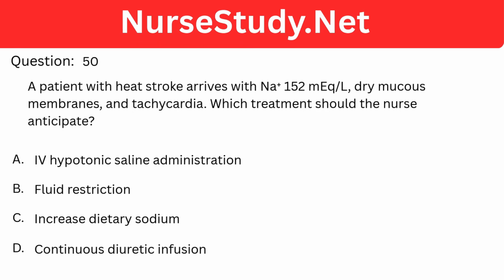Question 50. A patient with heat stroke arrives with sodium 152 milliequivalents per liter, dry mucous membranes, and tachycardia. Which treatment should the nurse anticipate? A. IV hypotonic saline administration. B. Fluid restriction. C. Increased dietary sodium. D. Continuous diuretic infusion.